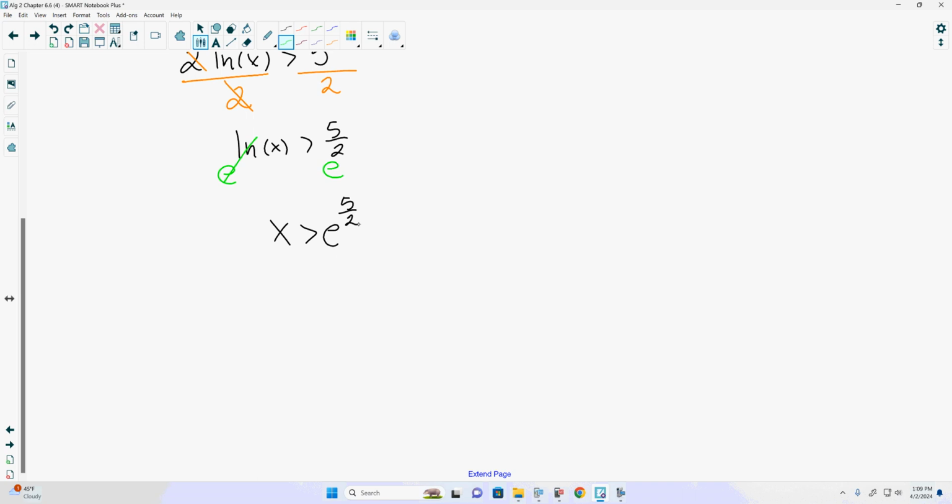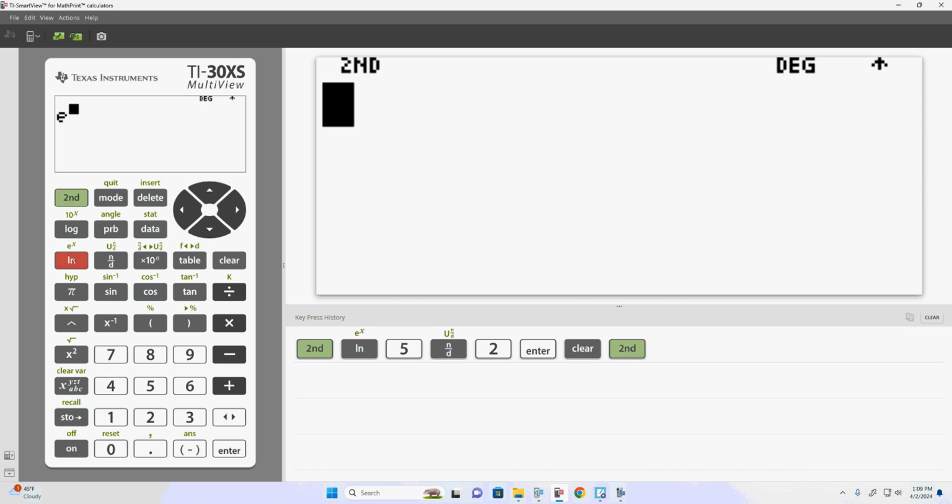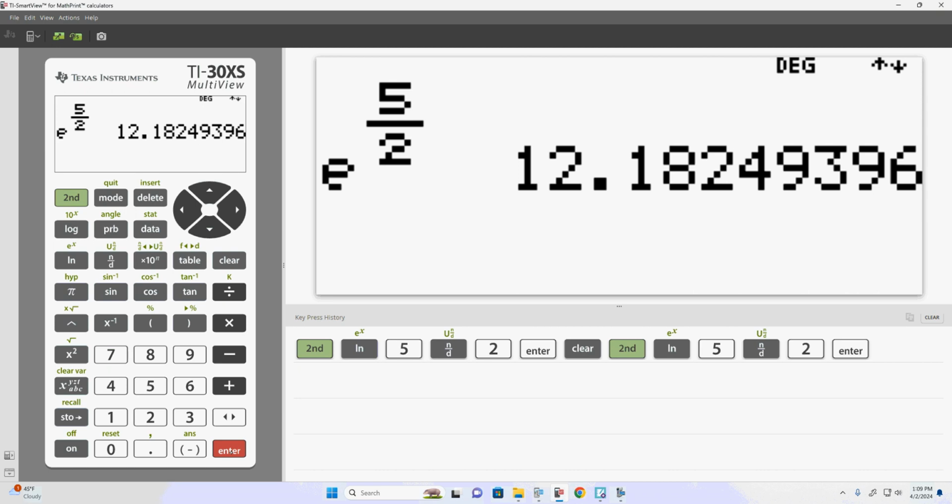Now we're saying all values of x have to be bigger than e to the 5 halves, yes? No? We can check that on a calculator. We can say second ln gives us our e to the 5 over 2, which is 12.1824 going on. So all the values of x for the solution have to be bigger than this, yes?